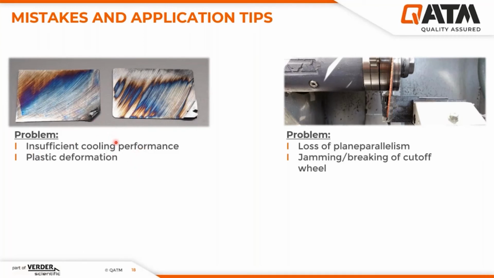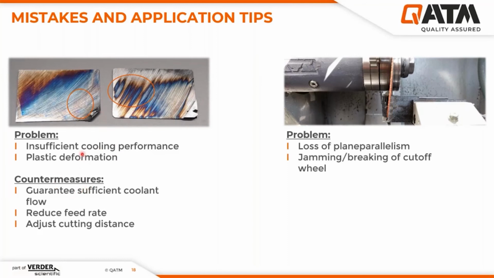You also observe a plastic deformation. And we see that we have to adjust the coolant flow, or we have to check if the coolant flow is present. Otherwise, we have to drastically reduce the feed rate during the cutting process, because then this part was cut way too fast. We also have to adjust the cutting distance, because otherwise we will still see either such plastic deformations or a not totally cut cross-section of the sample.